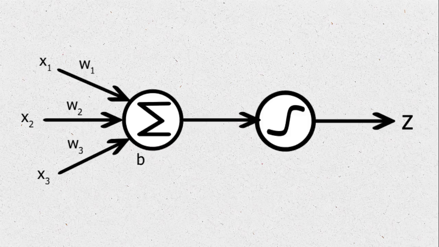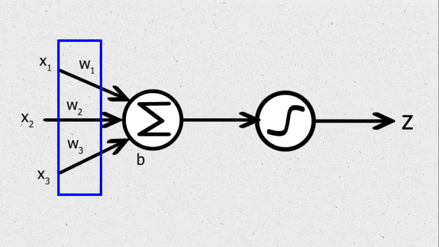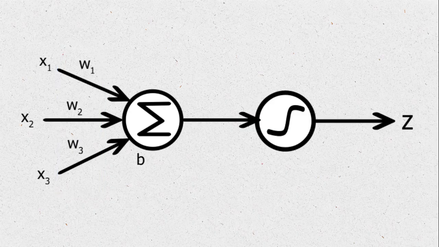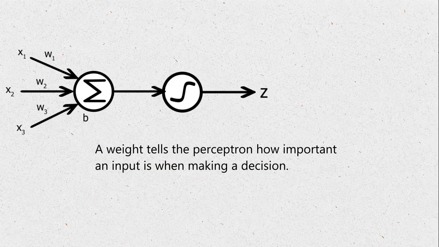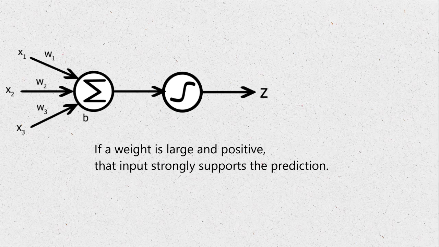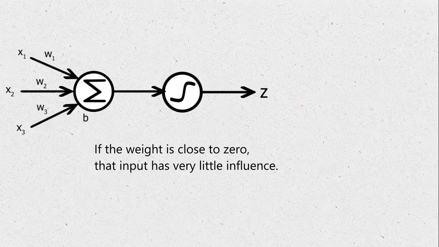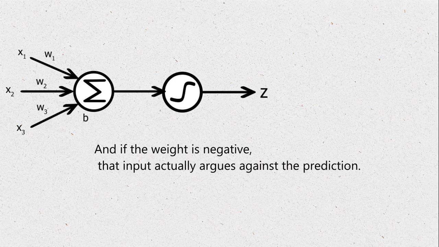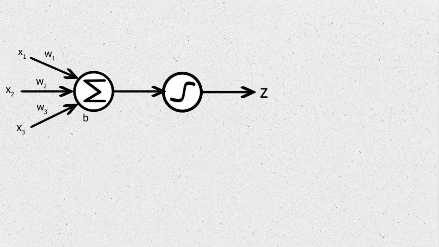Weights. Next, each input is connected to the neuron through a weight, usually written as w1, w2, w3. A weight tells the perceptron how important an input is when making a decision. If a weight is large and positive, that input strongly supports the prediction. If the weight is close to zero, that input has very little influence. And if the weight is negative, that input actually argues against the prediction. In other words, weights allow the perceptron to decide which pieces of information matter the most.